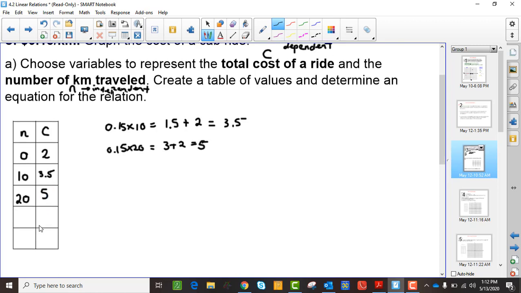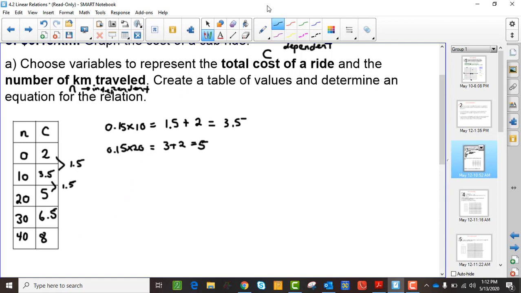And you'll notice something. If you consistently jump in the x, or the independent variable, so if I go up by 10 here and then 10 again, this will jump by the same amount, because I'm just multiplying whatever number I'm putting in by 0.15. Okay, so I notice it goes up by 1.5 here. Then it's jumping by 1.5 again, because I'm multiplying 0.15 by an extra 10, which is 1.5. So that means this is going to be 6.5, and this 40 is going to end up being 8. Okay, so there's my table of values.